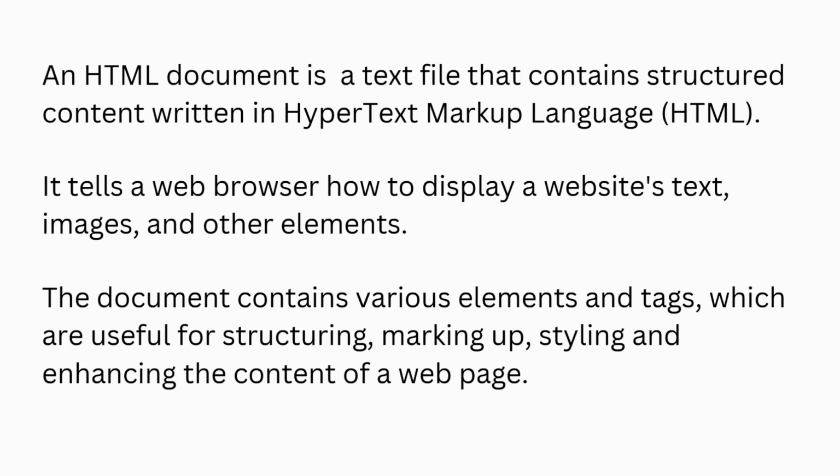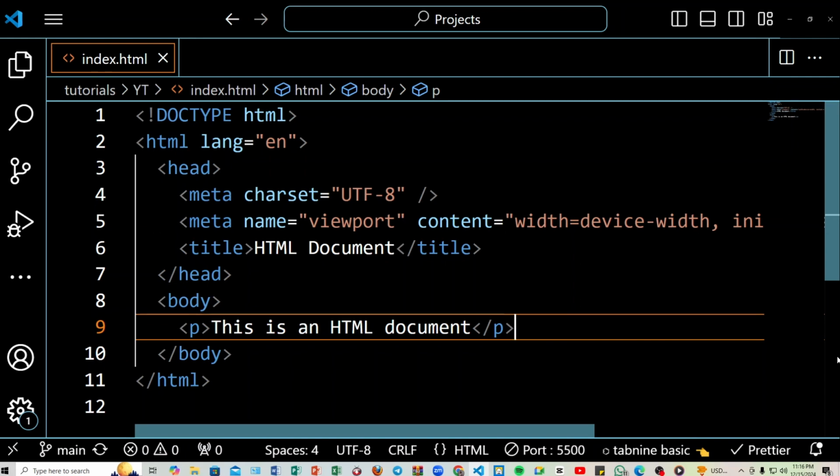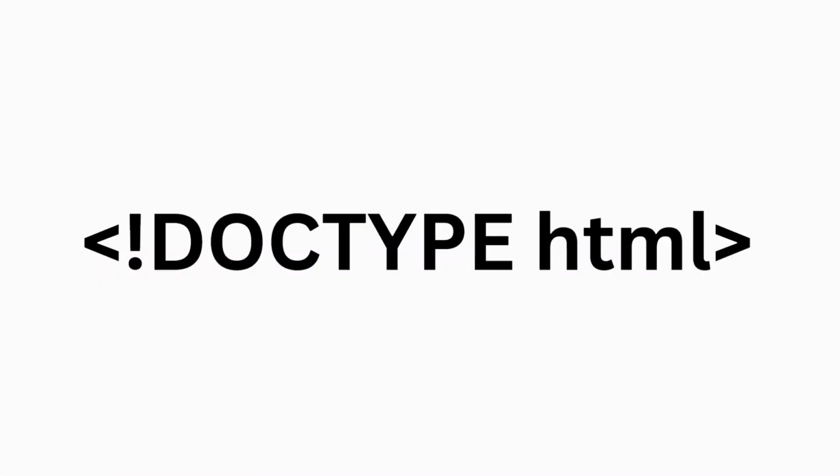Next, let's examine the key components of an HTML document. This is an example of an HTML document. Let's understand what the various tags mean. First, we take a look at the doctype tag. So now let's take a look at the doctype tag.